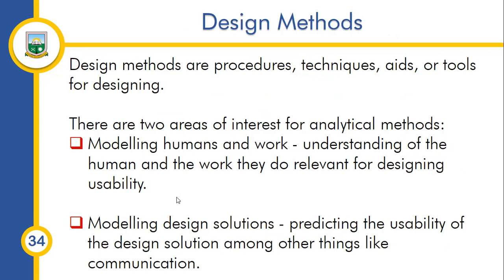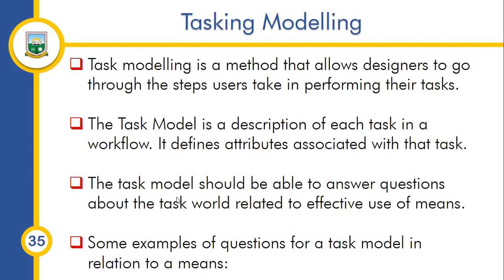There are two areas of interest for analytical methods. The first one is modeling humans and work. That is understanding the human and the work they do, relevant for designing usability. The next one is modeling design solutions. That's predicting the usability of the design solution, among other things like communication. With that one, you predict the solution, but with modeling humans and work, it's more like running through simulations and all that. So let's go deeper into it and see what it talks about.